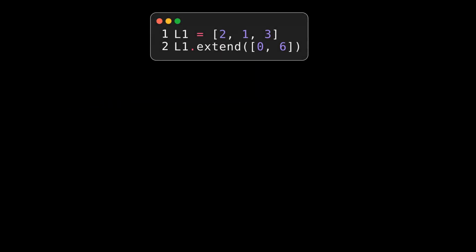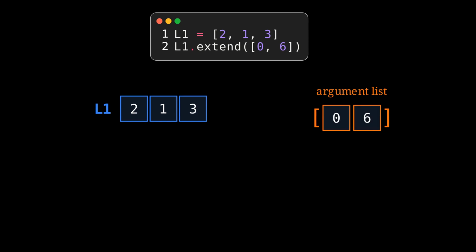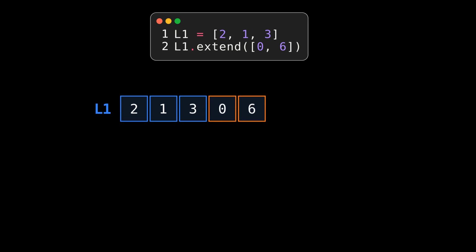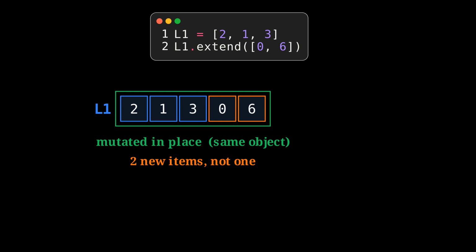Extend is the mutating counterpart. It looks like append, but instead of adding 1 item, it adds all the elements of the list you hand it. Note the dot notation. It changes the list in place. Take L1, now 2, 1, 3, and call extend with the list 0, 6. Extend reaches into that list, strips the outer brackets, and adds each element on its own. L1 becomes 2, 1, 3, 0, 6, 2 new items, not 1. That's the whole idea. You extend by the elements of the list you pass in.